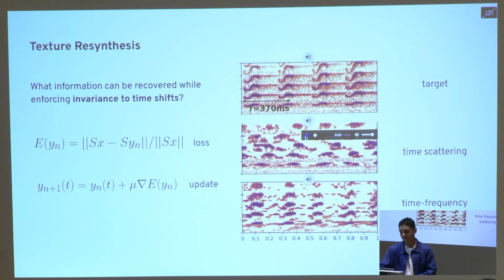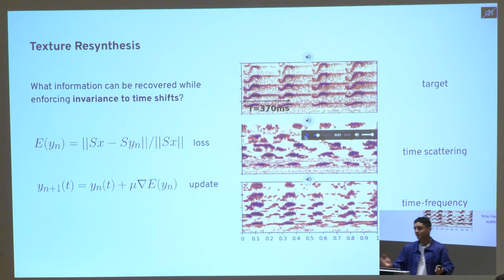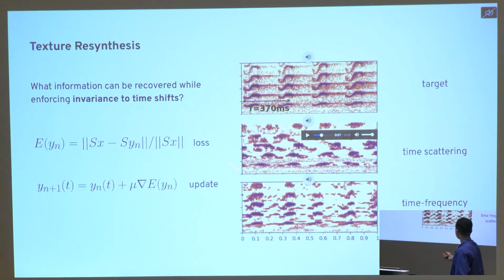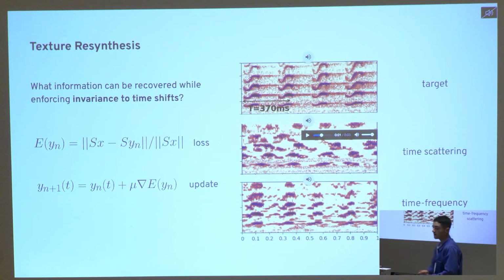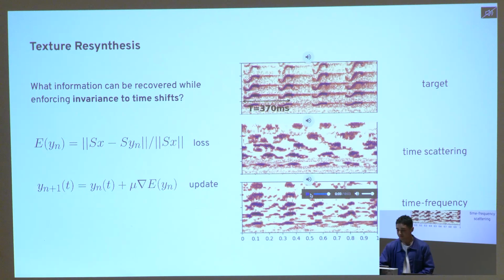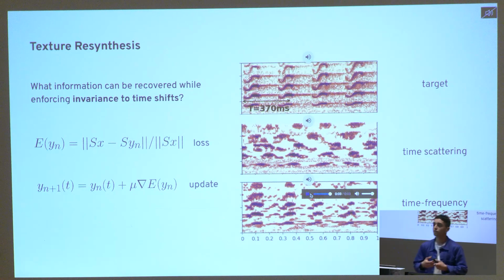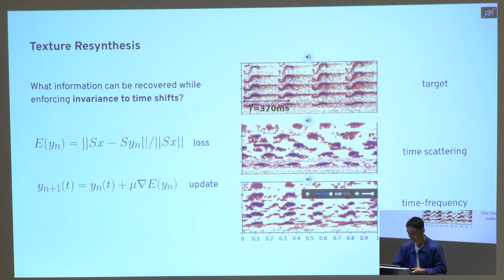Time scattering, we see that, yeah, the signal's not so intelligible. We can see the amplitude modulation profiles in each band is kind of retained, but the onset synchronicity of the partials is not retained. Time frequency scattering, we can see that the reconstructed signal much more perceptually resembles the target. We get this onset synchronicity, and these events sort of stream into an object that sounds like a bird.